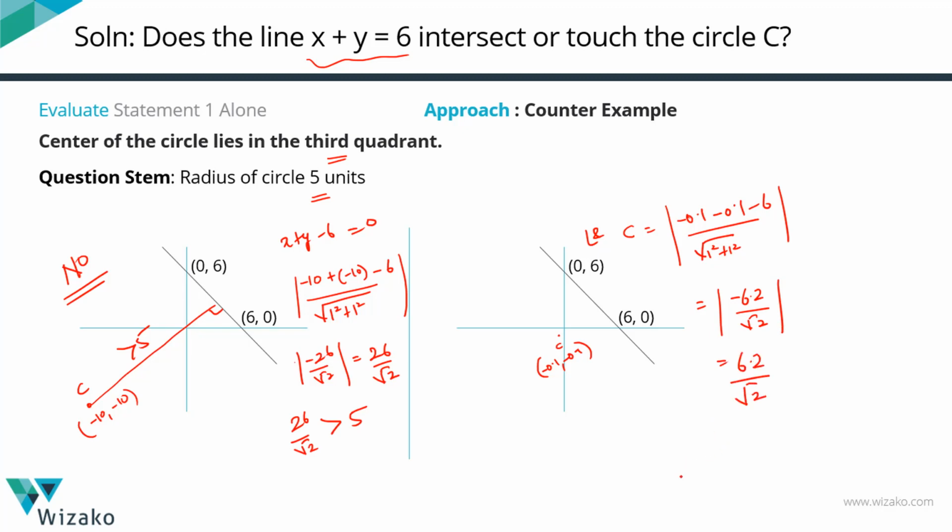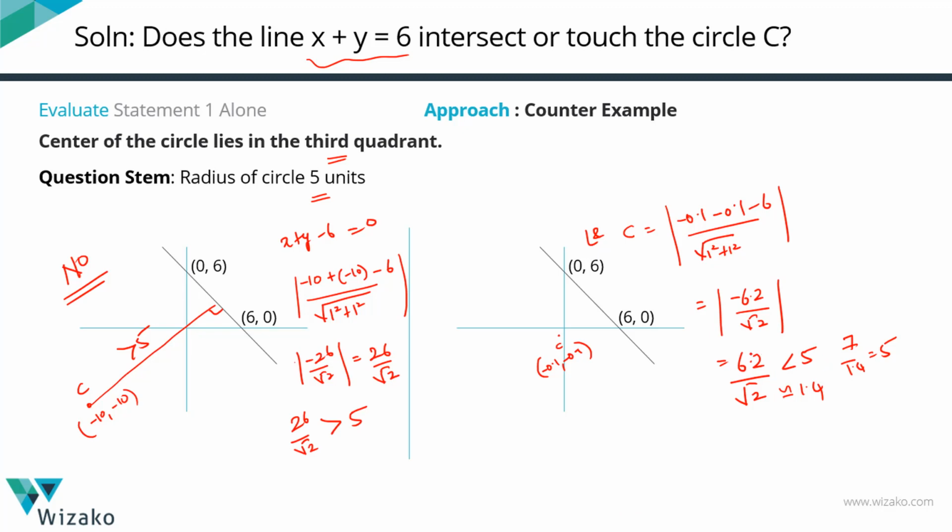Having a sense of numbers really helps us figure out whether this number is going to be greater than 5 or not. Root 2 is approximately equal to 1.4, 1.4142. So this number is greater than 1.4. I am basically truncating it at 1.4. 7 by 1.4 is equal to 5, which means 6.2 divided by 1.4 is going to be less than 5.